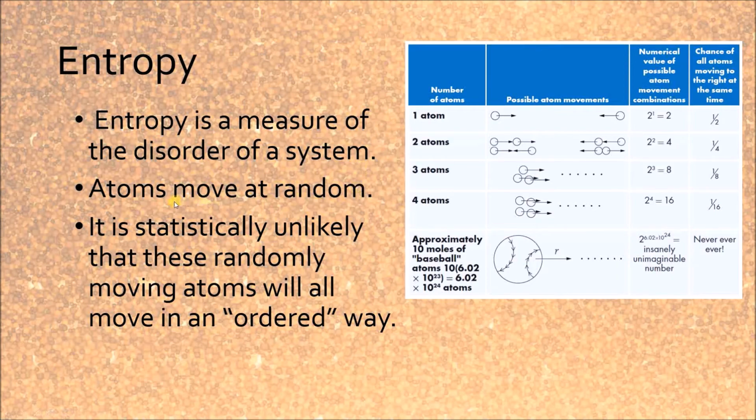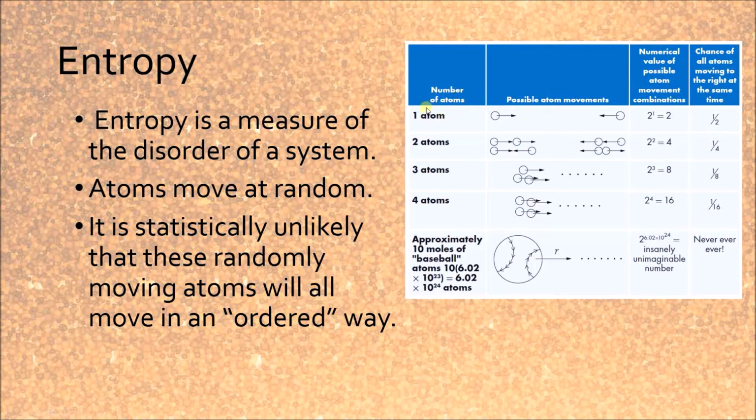Remember, the atoms are in random motion, and so they're statistically unlikely to all move in the same direction at the same time or move in some orderly fashion. They're much more likely to move in some disorganized random fashion. So here's an example over here.